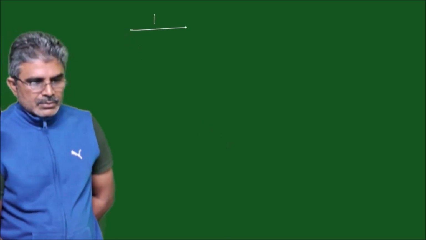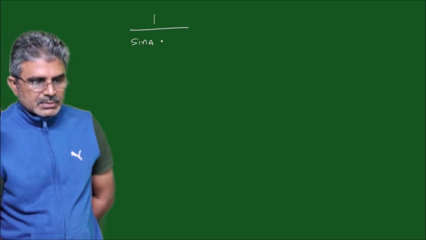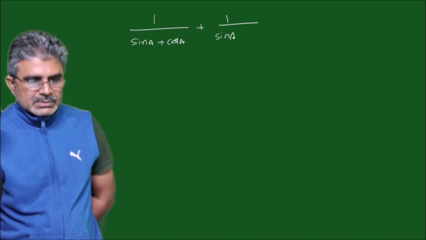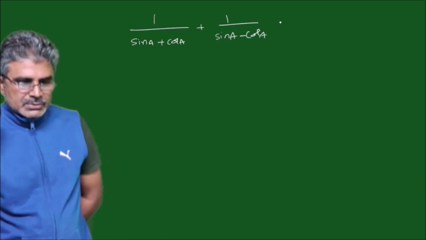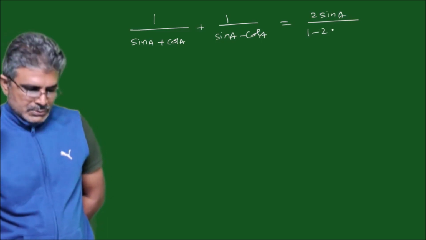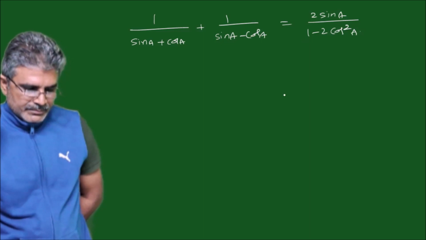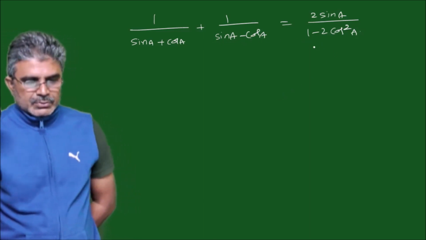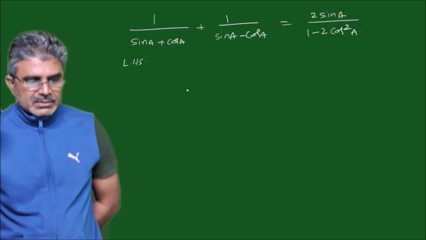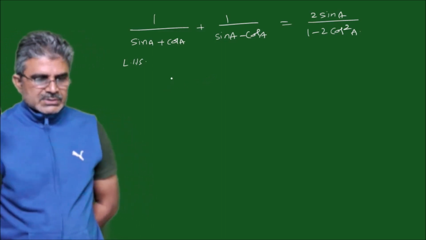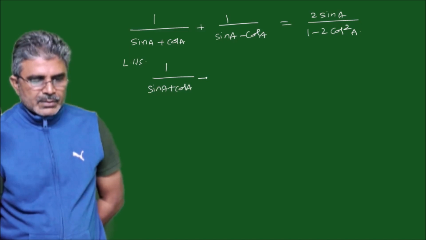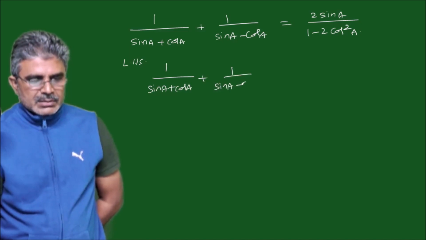Our next question is 1 by (sin A plus cos A) plus 1 by (sin A minus cos A), which should be equated to 2 sin A divided by (1 minus 2 cos square A). So here we have two terms which are in sin and cos. So consider the left hand side, because that is having a broader expansion of sin and cos A. So consider these two, 1 by (sin A plus cos A) plus 1 by (sin A minus cos A).